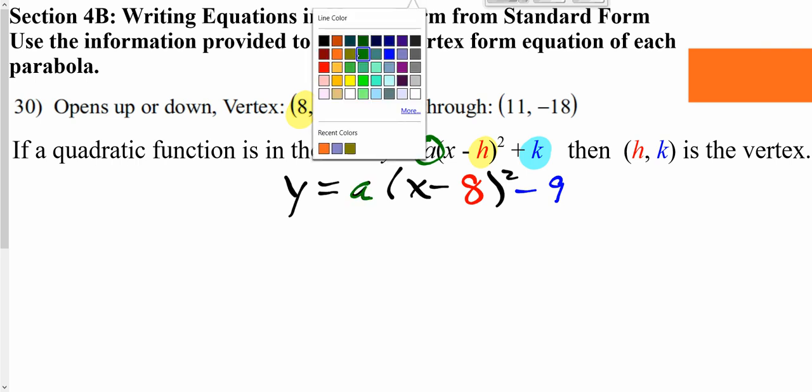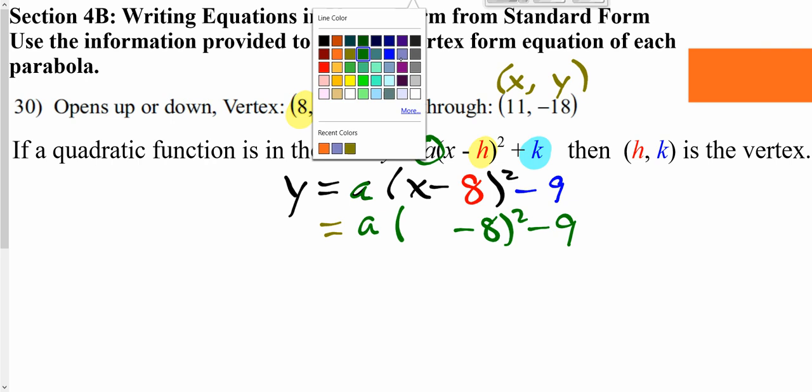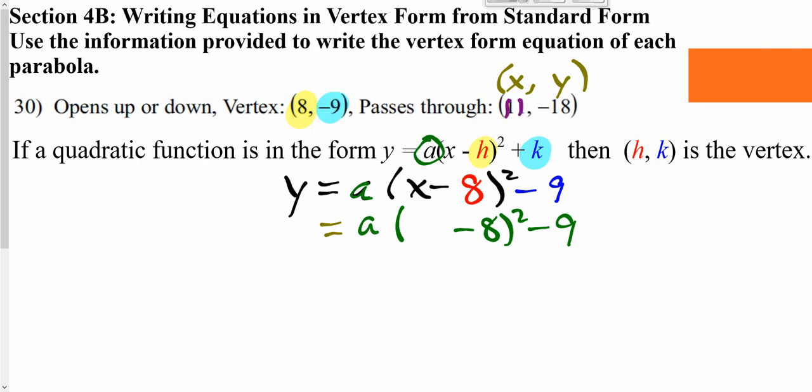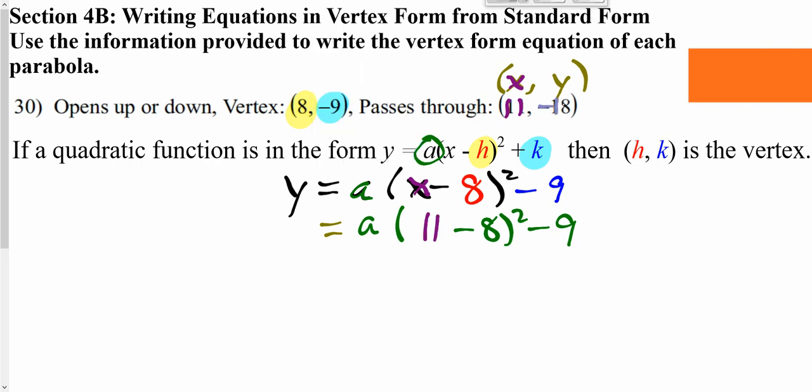But we have this other point. Remember, that's an x and this is a y. So I'm going to go ahead and try to find a. I'm going to plug in my x-coordinate of my point, which is this 11, because that's my x. So I'm going to plug it in right here. And this is my y-coordinate of my point. I'm going to plug that in for my y right here.